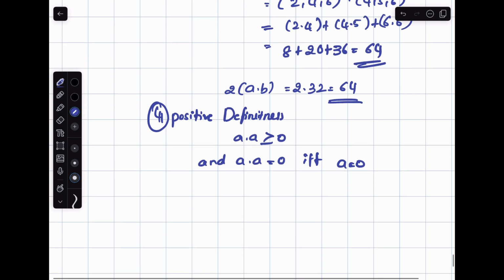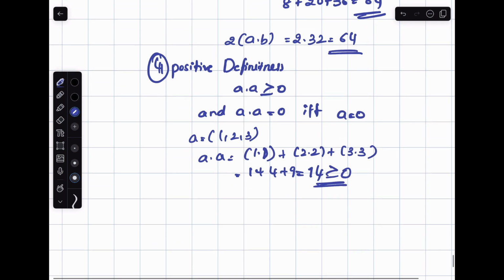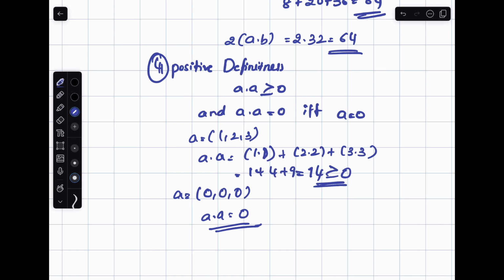So let me take one vector for a as say 1 2 3, and if I multiply a into a, what I will get is 1 into 1 plus 2 into 2 plus 3 into 3, which is nothing but 1 plus 4 plus 9, which is 14, which is greater than or equal to 0. So if I say a is equal to 0 comma 0 comma 0, then I'll get a into a is equal to 0. Okay, so those are the four properties.